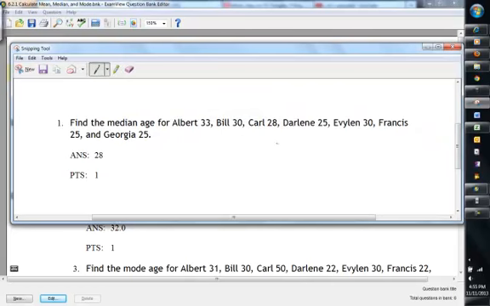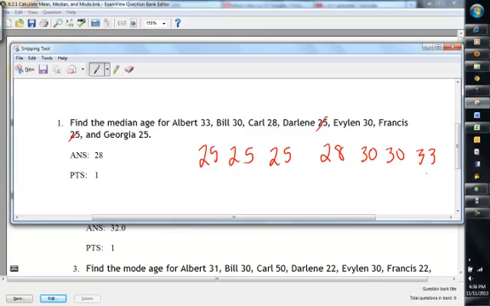To do so, we're going to arrange the values in order. 25 is the smallest, and it's listed 3 times. 28, 30, 30, and 33. So there's 1, 2, 3, 4, 5, 6, 7 values. We will take the one in the middle, which is right here, so the median is that.